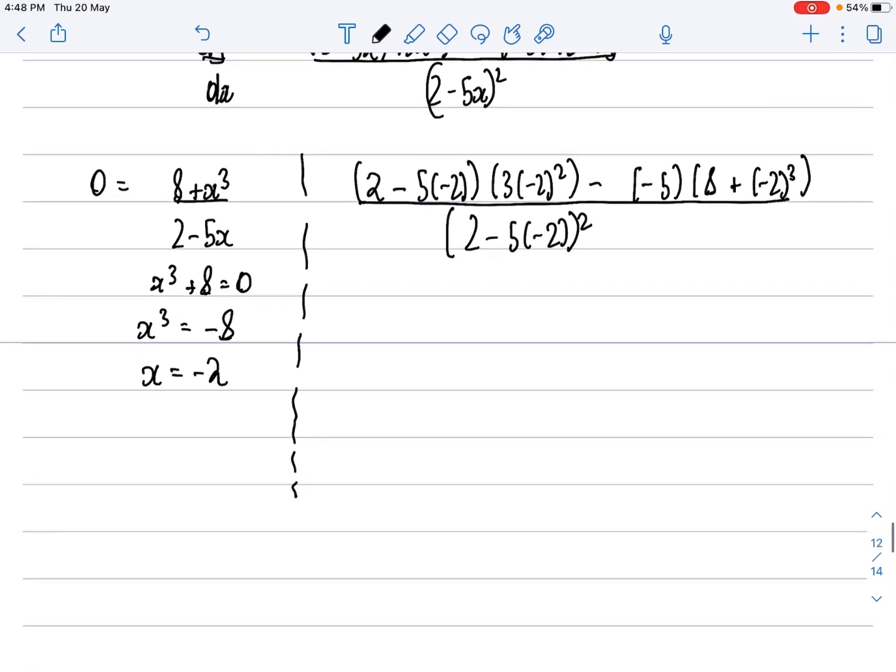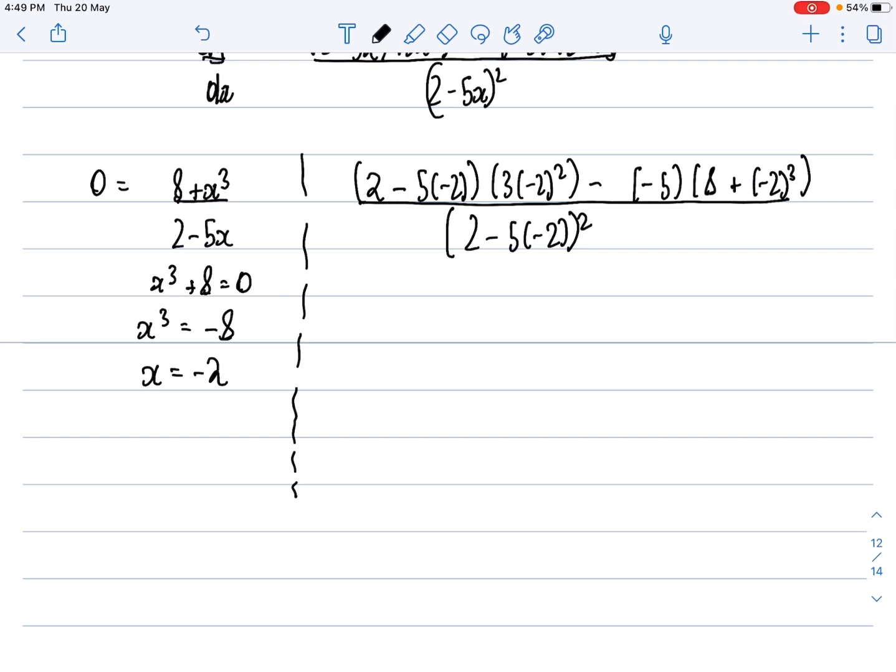the whole squared. Now I can simply solve this on the calculator. I write this as (2 minus 5 into minus 2) multiplied by 3 into (minus 2) the whole squared. Basically, you just need to copy this. It's not much of a task. It's simple calculations on the calculator, which is okay because the calculator is allowed, so you can maximize the use of it. Just give me one second. Okay, 8 plus (minus 2) the whole cubed, over 2 minus 5 into minus 2, the whole squared.